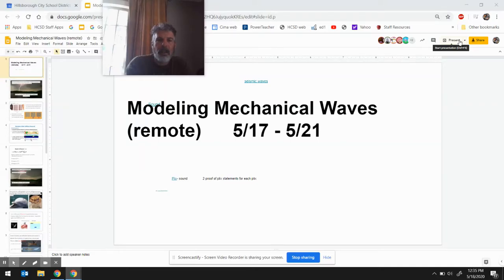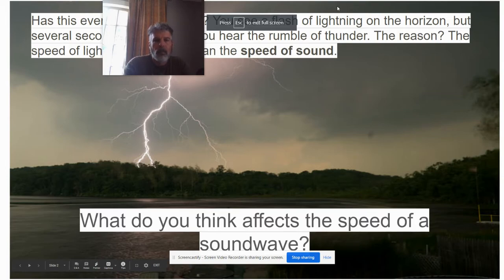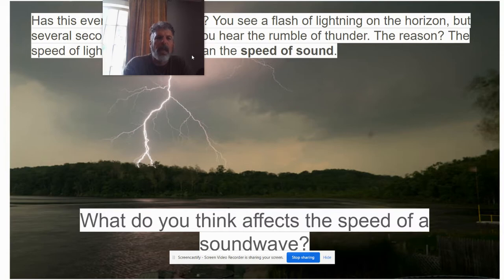Modeling mechanical waves. Does that happen to you? Lightning, you wait, then you hear the thunder. Why is this? It's because the speed of light and the speed of sound travel at different rates. Light is much faster than sound. What factors do you think affect the speed of a sound wave?